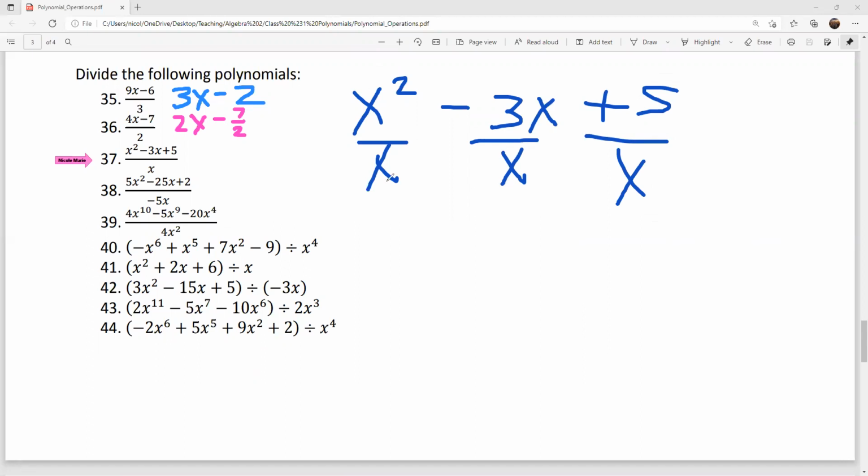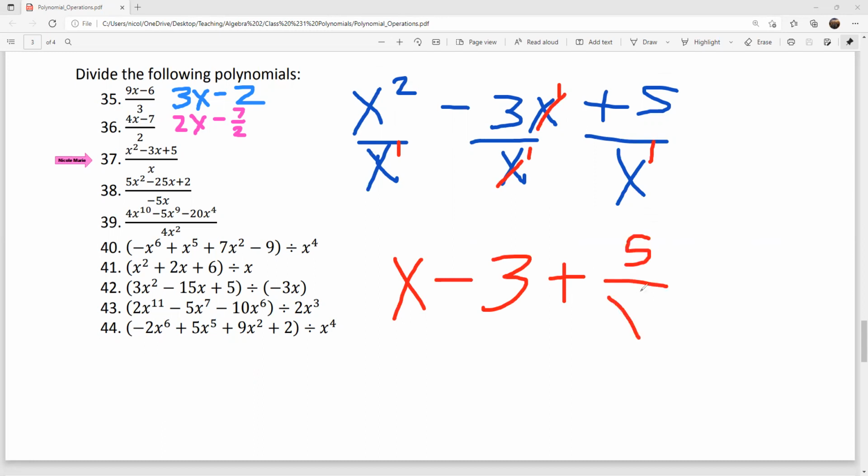So when you're dividing exponents, you subtract them. So there's a 1 here, we just don't see it. There's a 1 here, we just don't see it. This is an x to the second power minus 1, which is just going to get us x. This is a 3x, so there's an x to the first, they just cancel each other out. So you have a negative 3. And you can't do anything with the 5 over x, so leave it as is. So your answer for this one is x minus 3 plus 5 over x.